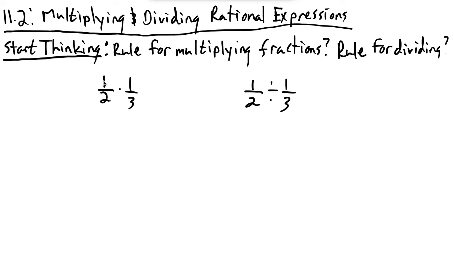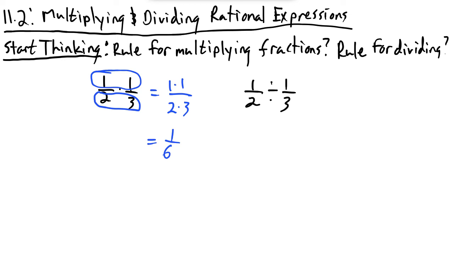How do we multiply 1/2 times 1/3? How do we divide? What is 1/2 divided by 1/3? So remember, for multiplying fractions, you multiply the tops together and you multiply the bottoms together. So this becomes 1 times 1 over 2 times 3, or it becomes 1 over 6.